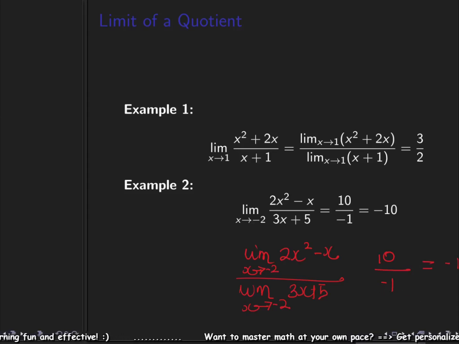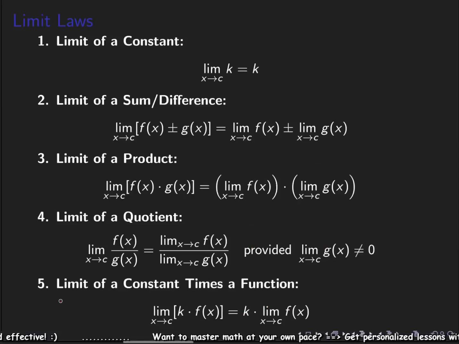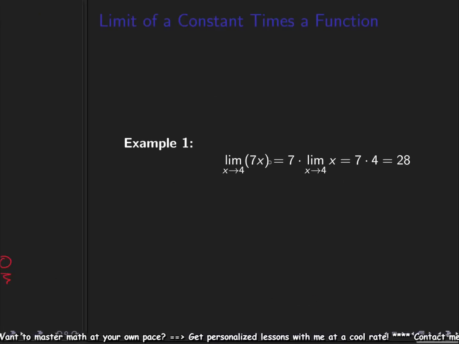Now let's look at the very last law, and then we solve some practical examples. We have the limit of a constant times a function. So if you have the product of a constant and a function, you can just choose to bring your constant outside and evaluate the limit of the function. This here is an example.